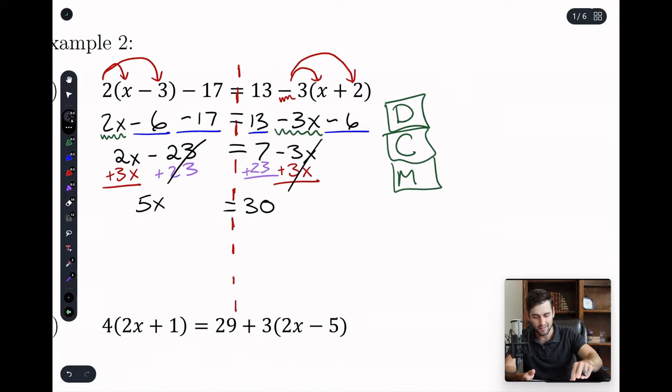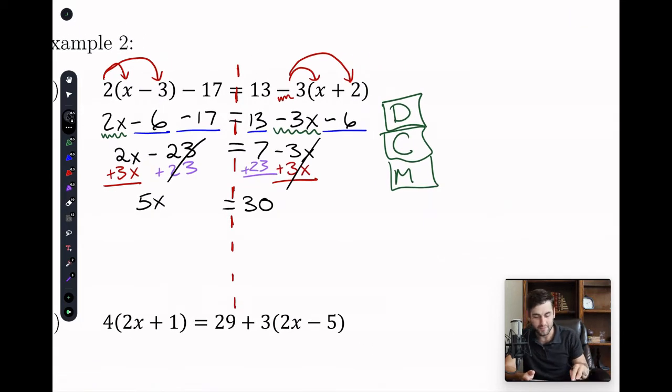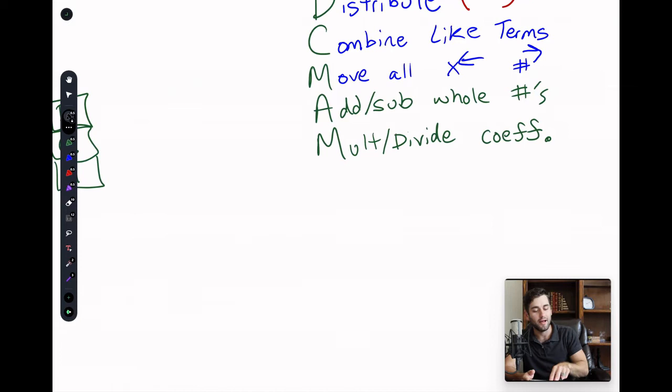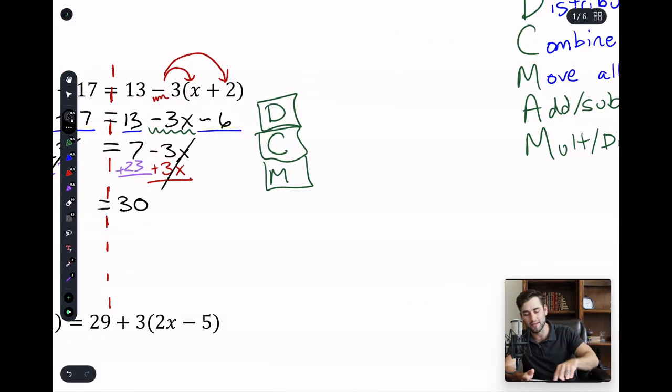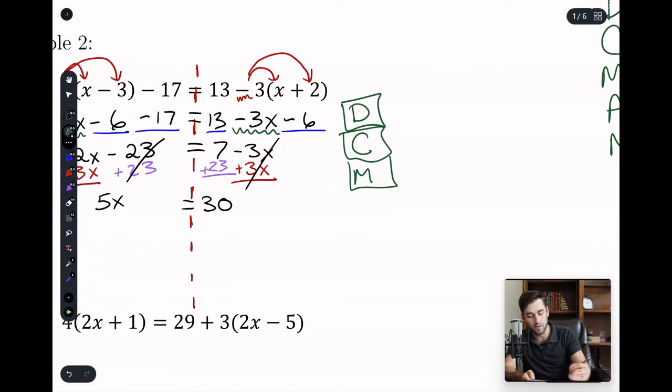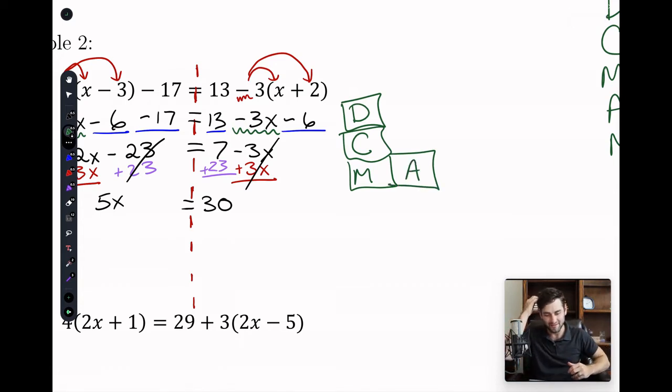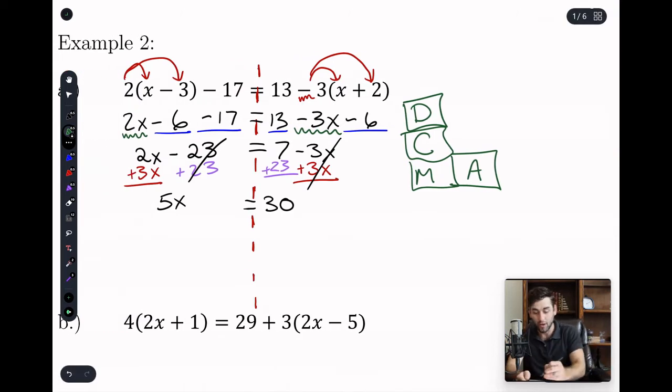Look at that. All right, what's our next step? Oh, I did 2 steps in one. I added and subtracted the whole numbers, and I moved all the x's. Heck yeah. So I'll go ahead and put M and A on that side. I did it all. I skipped a step. I did it all in one step instead of breaking it into 2 different steps. But I did do it in different colors, so maybe I'll do this so you can see which color it was that did the step.